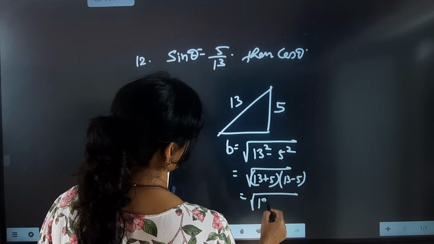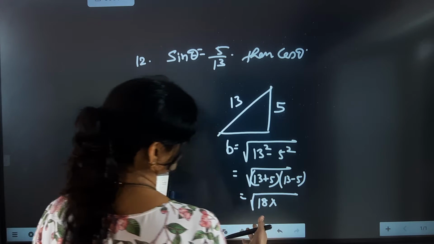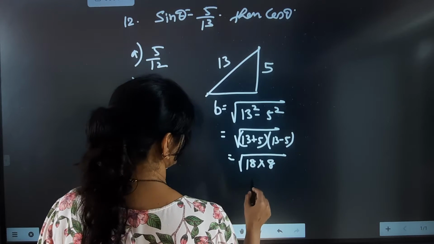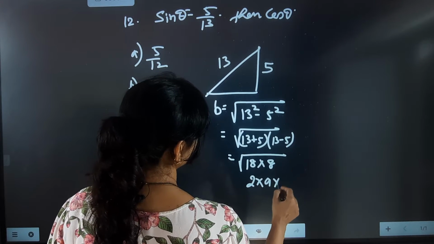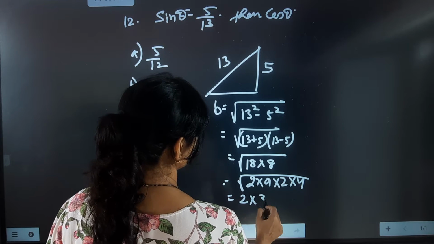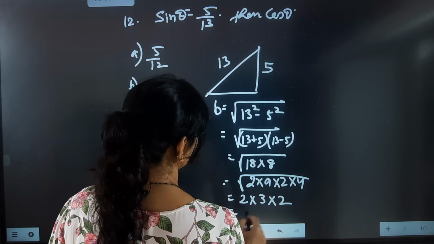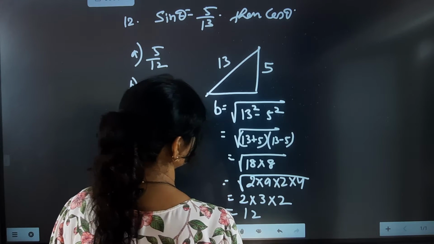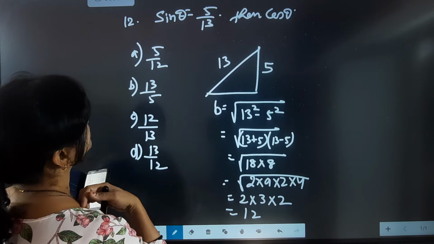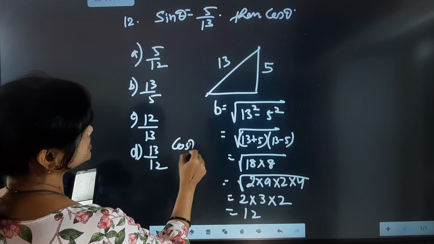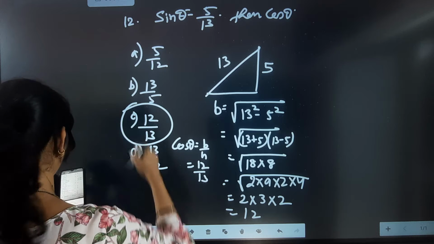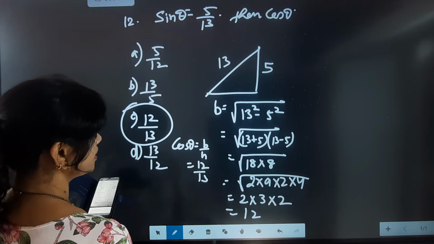So here it is coming 18 into 13 minus 5. 13 minus 5 is 8. So here 18 into 8 is 144, and the square root of 144 is 12. So the base is coming 12. So cos theta will be what? Cos theta will be base by hypotenuse. So 12 by 13. So C will become the answer. 12 by 13 will be the correct answer.